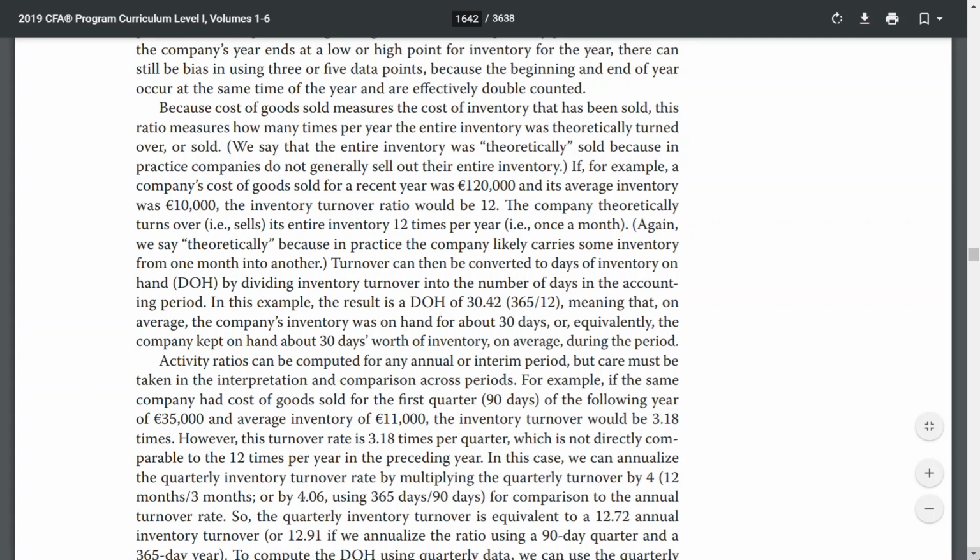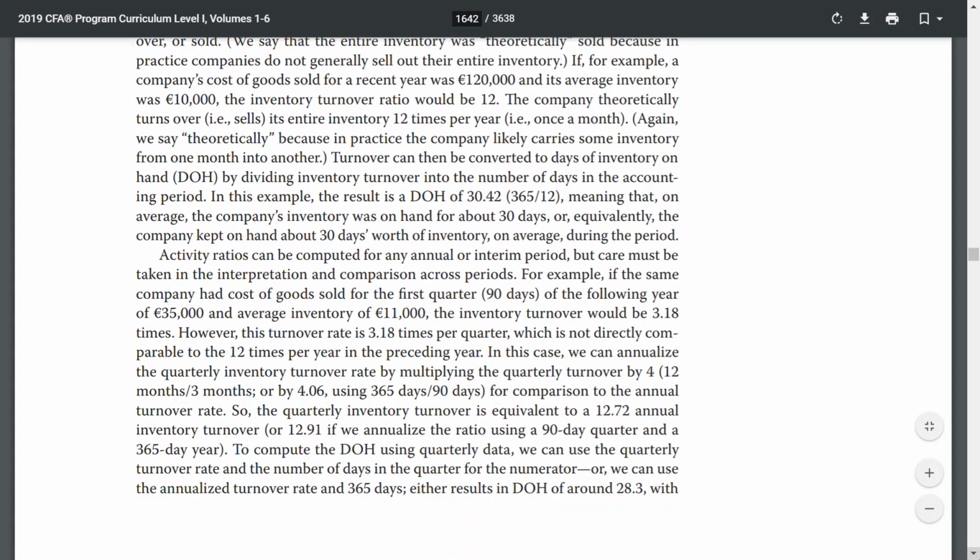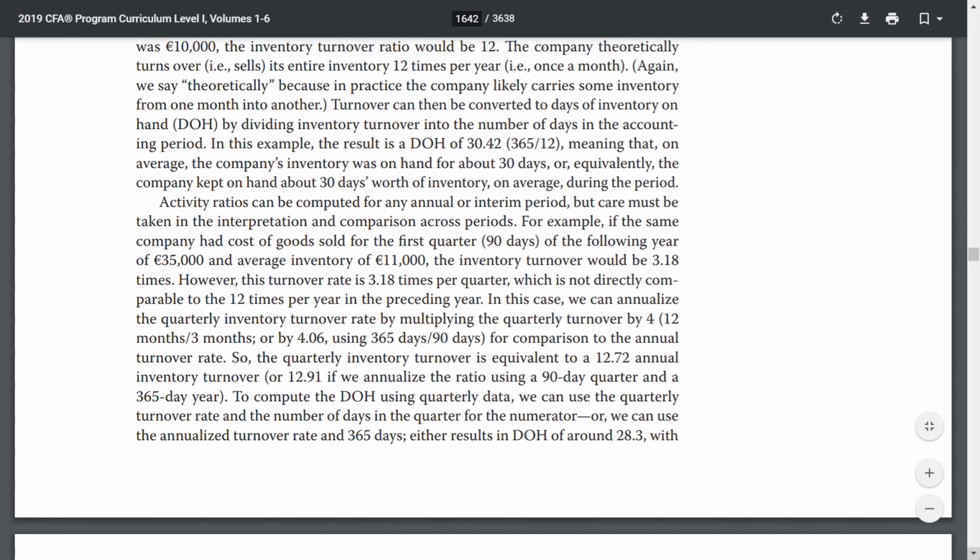Turnover can also be converted into days inventory on hand, or DOH, by dividing inventory turnover into the number of days of the accounting period. Activity ratios can be computed for annual or interim periods. But care must be taken in the interpretation of the comparison across periods.